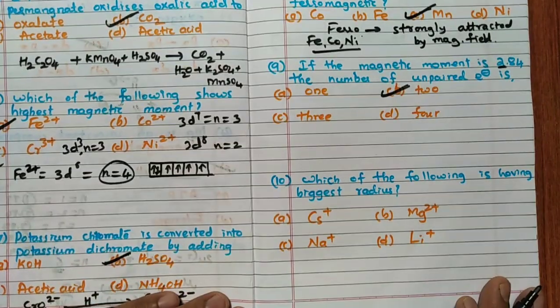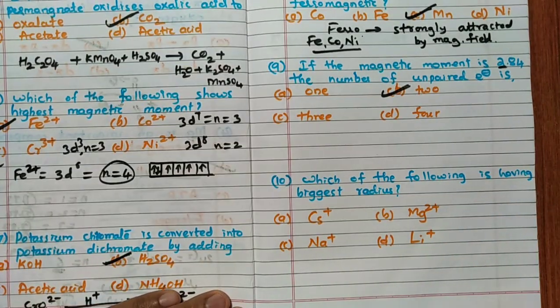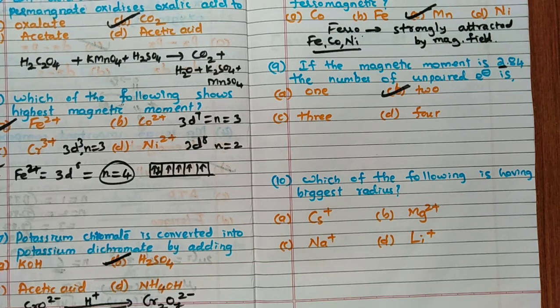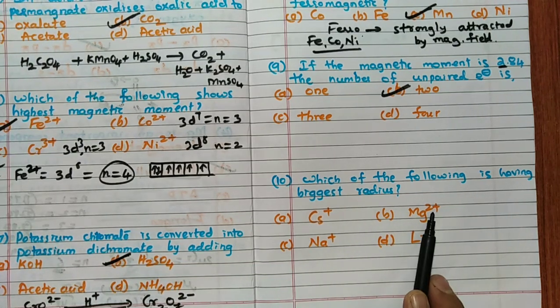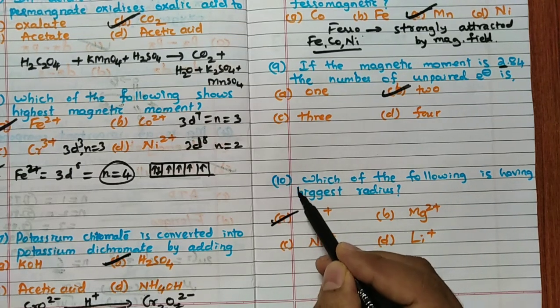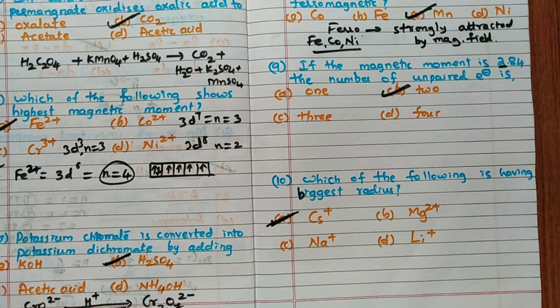In the last question, which of the following has the bigger radius? We know that as we go down the group, size increases. So lithium, sodium, potassium, cesium. Cesium comes below. Hence definitely the answer is the bigger radius. The answer for this question should be A, cesium plus.